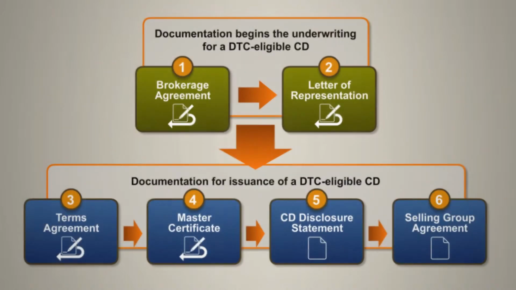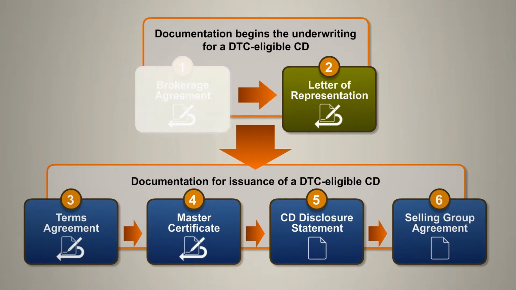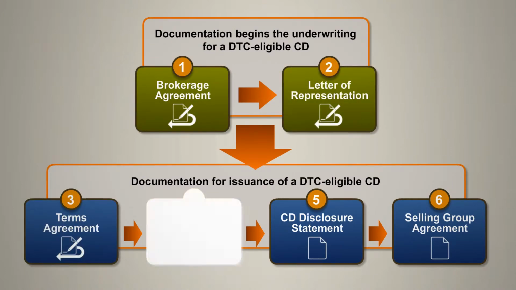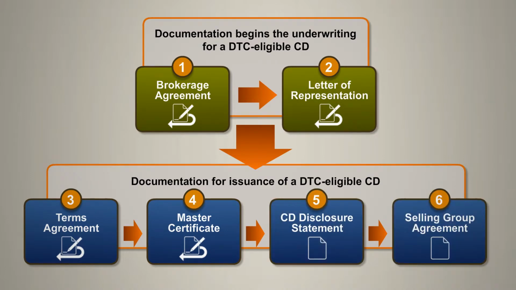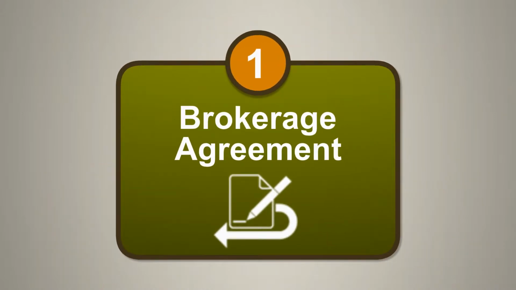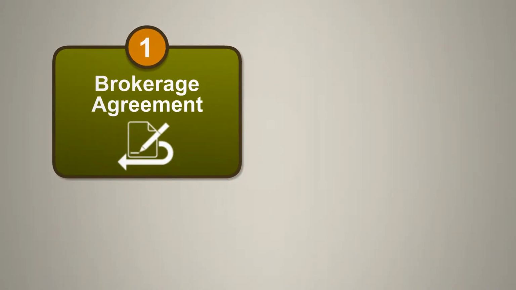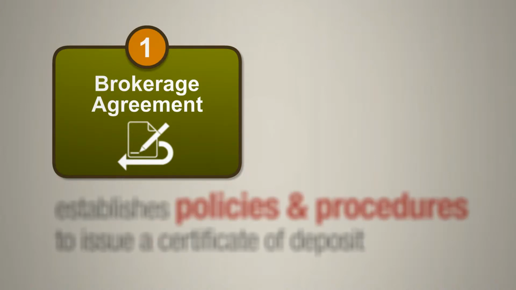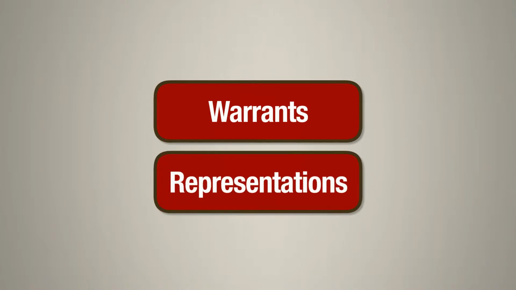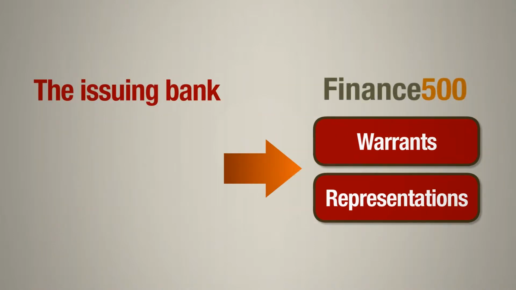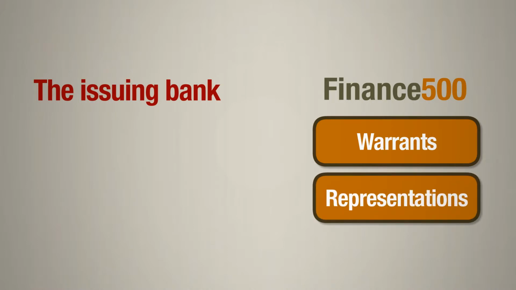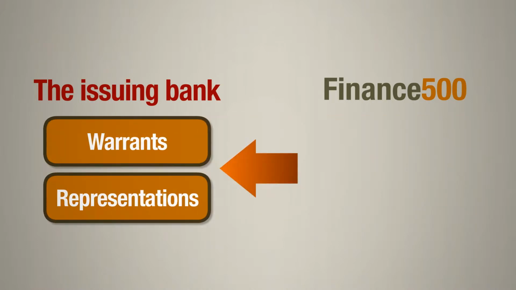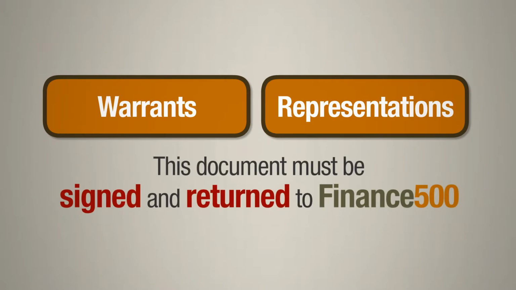It's important to become familiar with the 6 documents required in the underwriting and issuance process of a Depository Trust Company, or DTC, eligible CD. The main document is the Brokerage Agreement. The Brokerage Agreement establishes policies and procedures to issue a certificate of deposit. There are warrants and representations that the issuing bank makes to Finance 500 and warrants and representations that Finance 500 makes to the issuing bank. This document must be signed and returned to Finance 500.